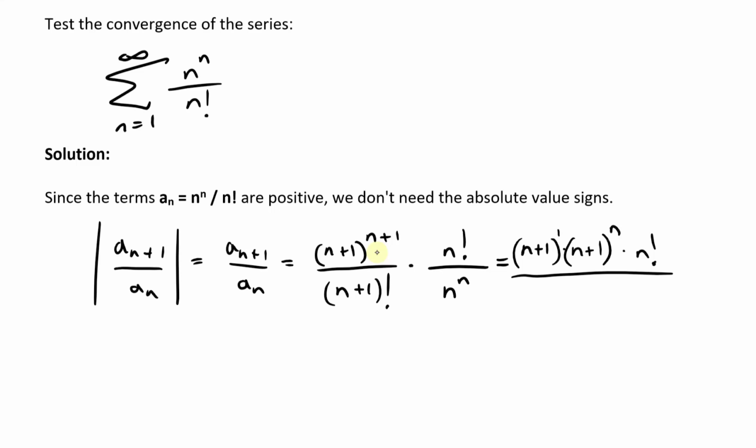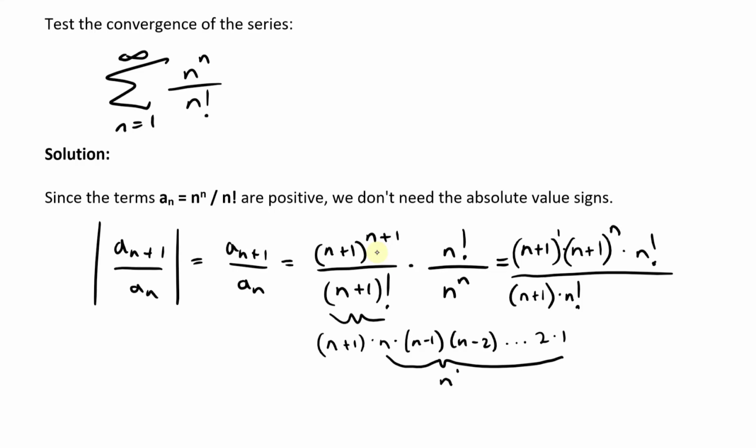Now, n plus 1 factorial equals n plus 1 times n factorial. In other words, it equals n plus 1 times n times n minus 1 times n minus 2, all the way down to 2 times 1, whereas this part just equals n factorial. So we can write this as n plus 1 times n factorial, and then times this by n to the power of n. So that's what we have here.